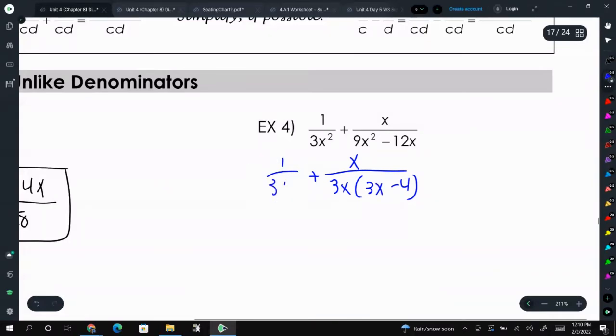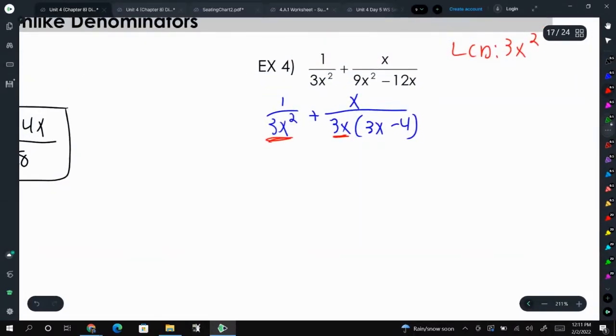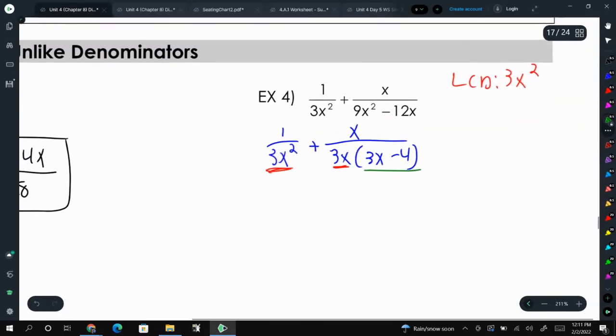Now, to add these, we need a common denominator. So I would write that over here. The least common denominator is going to be 3x squared, because we have 3x squared and 3x, and multiplied by 3x minus 4.